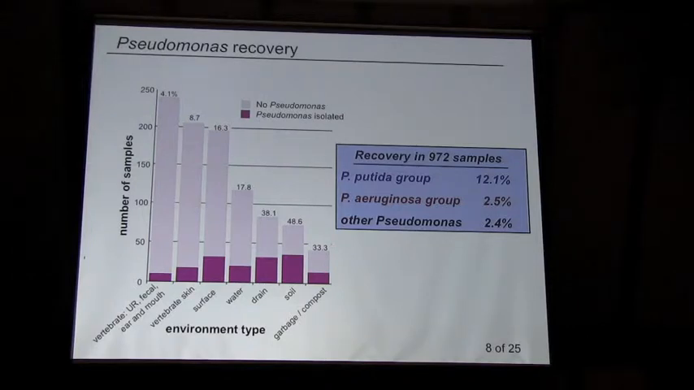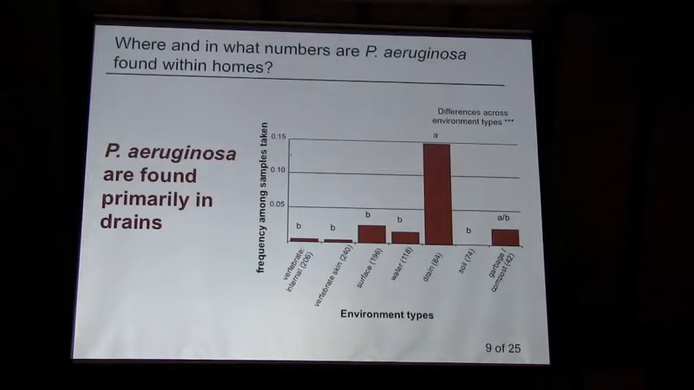I don't have time to talk to you about distributions of each of the different species in any kind of detail, but I do want to point out what the distribution looks like for aeruginosa, because I want to talk more about aeruginosa, and because it's really different from putida and the other things that we looked at. And that's what I'm showing you here. You can see that 15% of the samples that we took in drains yielded aeruginosa, and we see almost no aeruginosa anywhere else. So in the homes, what we find is that aeruginosa is not a soil bug or a water bug, it's a drain bug.